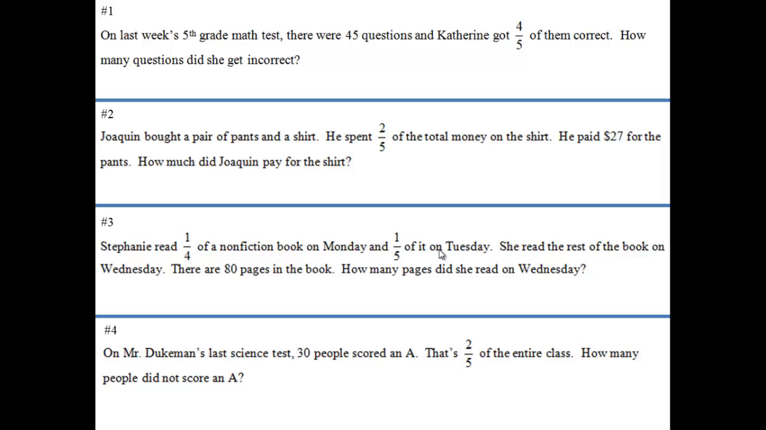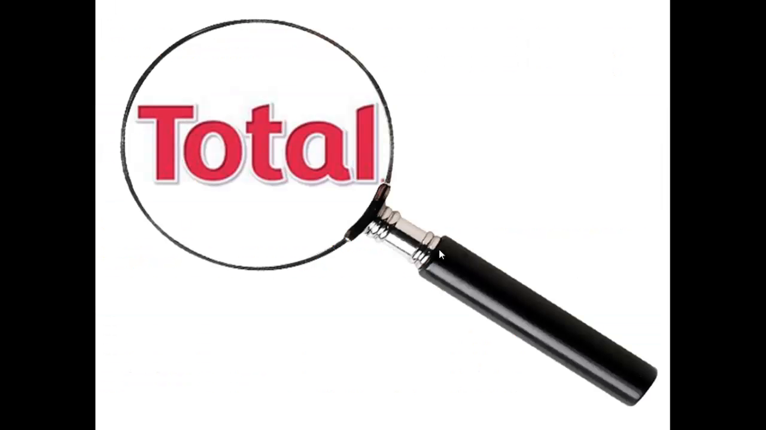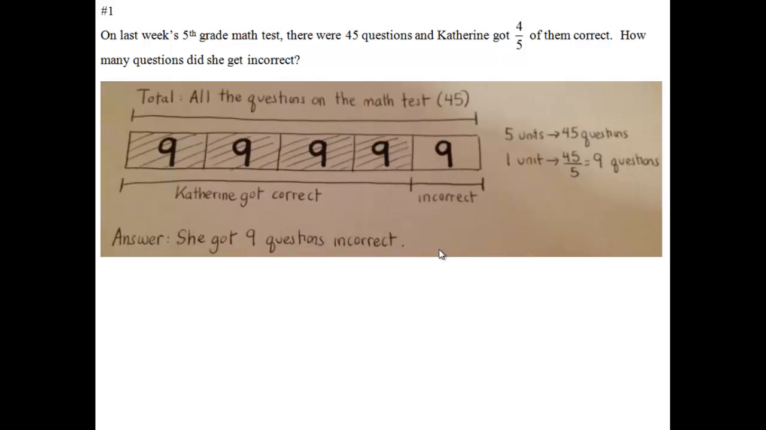Okay, so by now, you should have gone through each of these problems, making sure that you found the total. And here was number 1. It talks about a 5th grade math test, 45 questions, and this girl, Catherine, got 4/5 of them correct. How many questions did she get incorrect? Check out my bar model. I labeled my total. I didn't take any shortcuts, even though I know some of you can do this in your head. I wrote out that 5 units was 45 questions, so 1 unit was 9 questions. I labeled each unit with 9, and the correct answer was she got 9 questions incorrect.